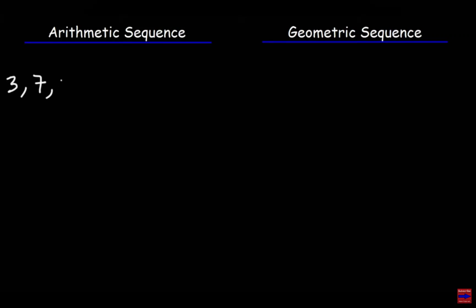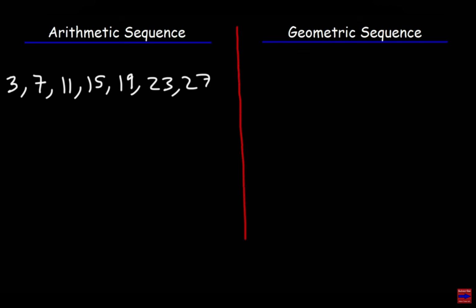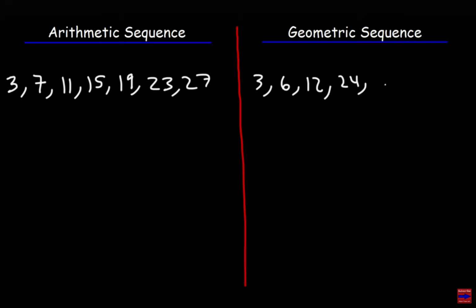The numbers 3, 7, 11, 15, 19, 23, and 27 represent an arithmetic sequence. This would be a geometric sequence: 3, 6, 12, 24, 48, 96, 192. Do you see the difference between these two sequences? And do you see any patterns within them?